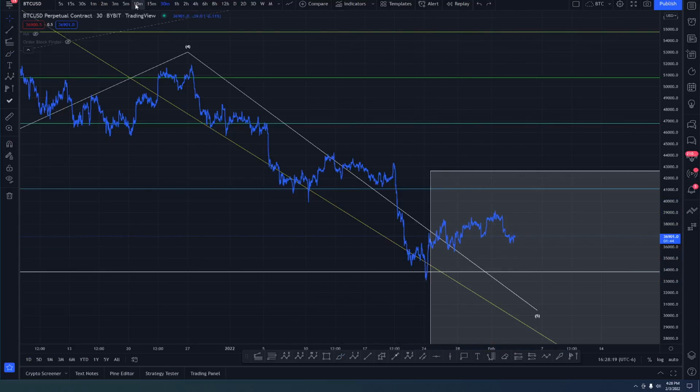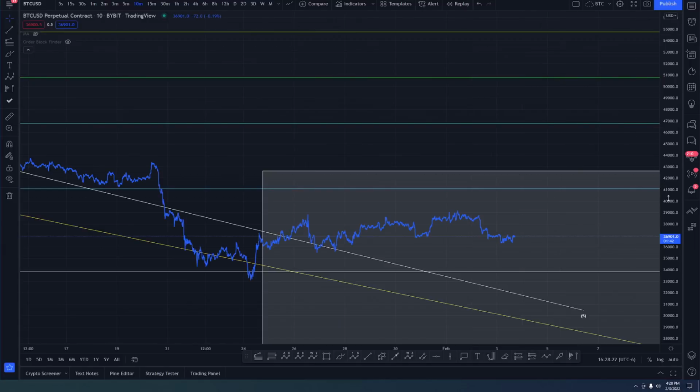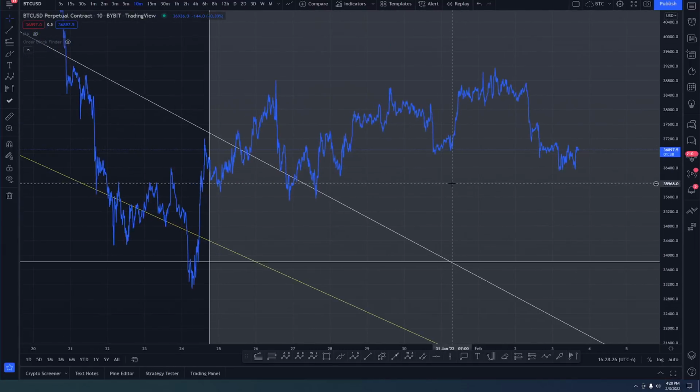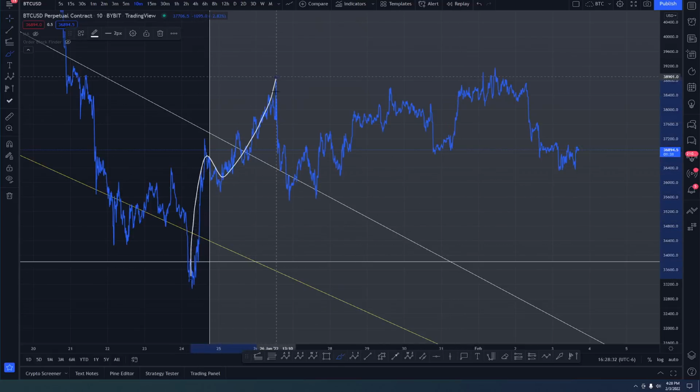Okay, so I'm going to go in maybe to the 10-minute chart, and we're going to just try to get it center screen here. And say, what do we got going on? What do we got going on? Well, it appears to me that this right here is a 5-wave move.